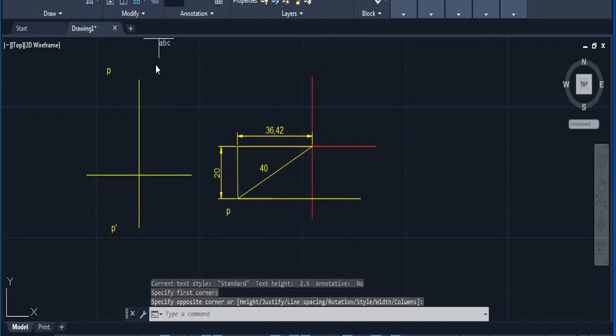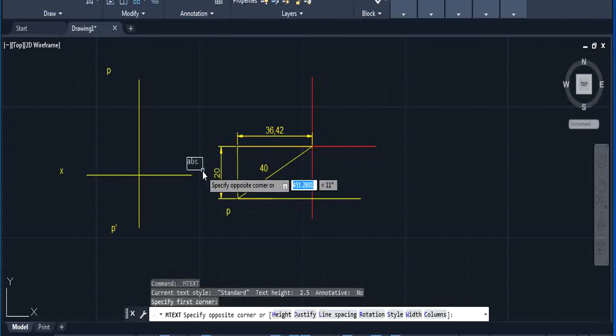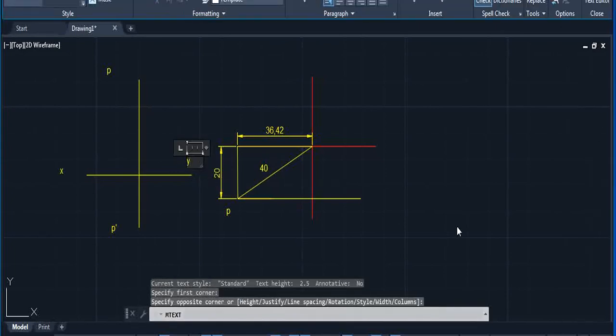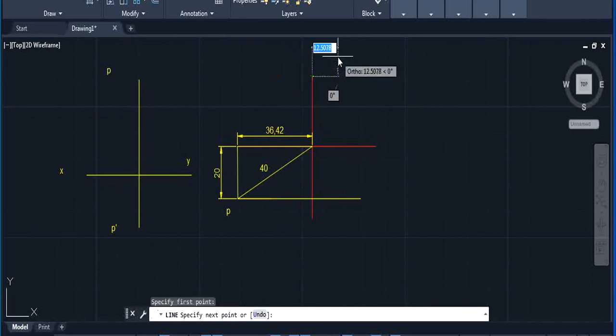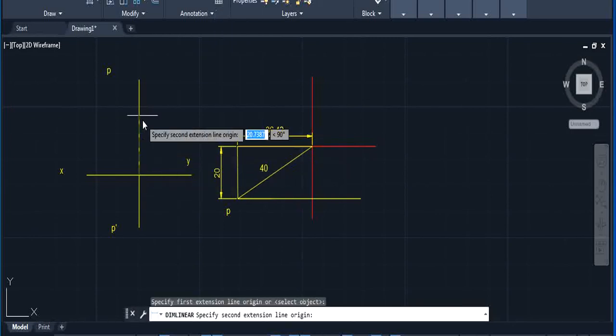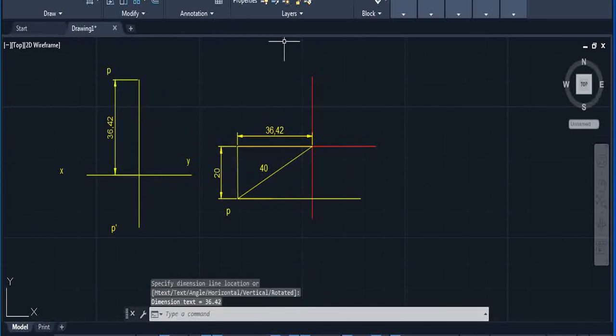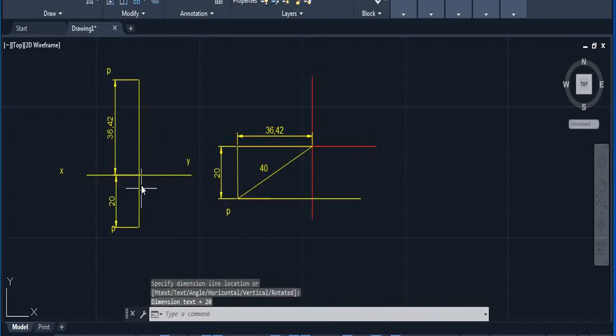This one is the XY reference line. These are the X and Y reference lines. So please remember, this is the horizontal plane, this is the vertical plane. Clear? Okay, so this one is a horizontal and vertical plane. Just measure the distance from here to here, it is 36.42, and this one is 20. So this is the final answer, P, and this is the P dash. Clear?